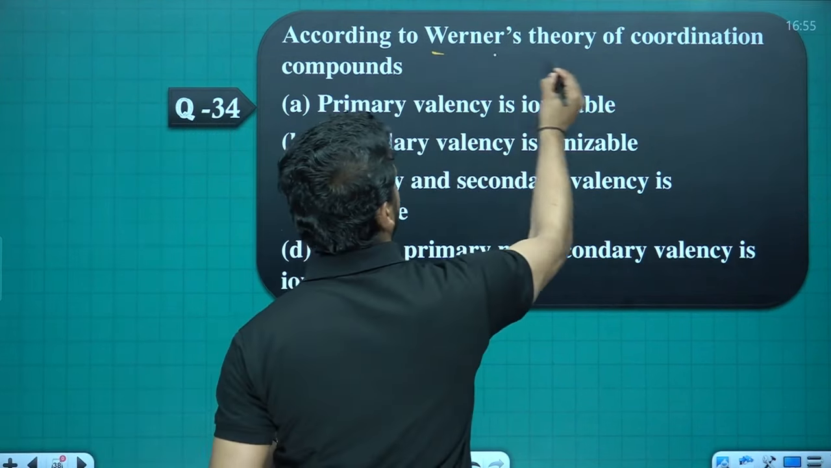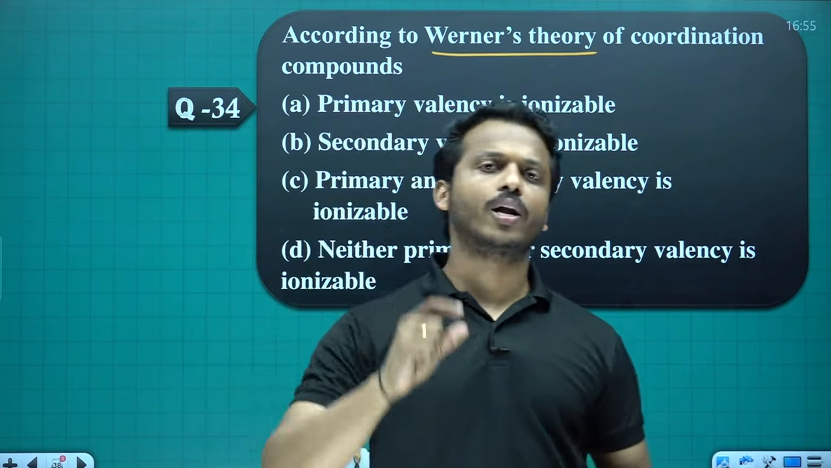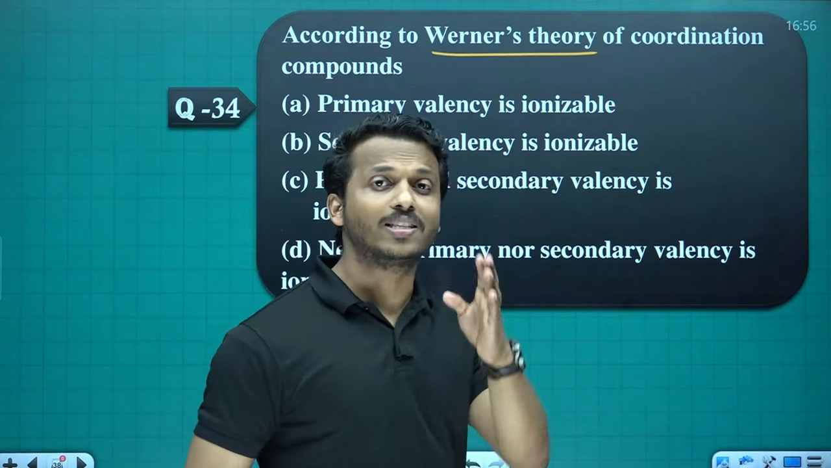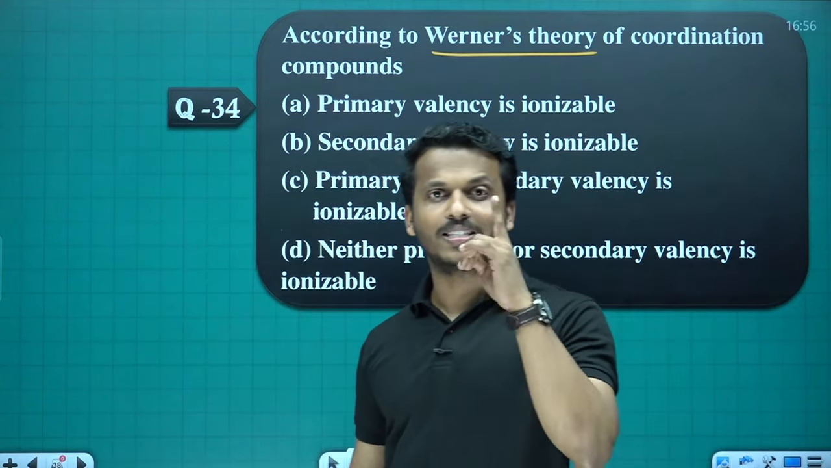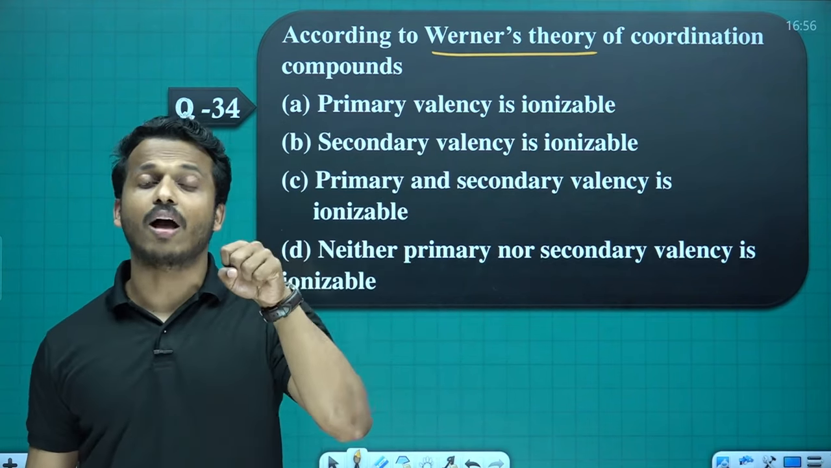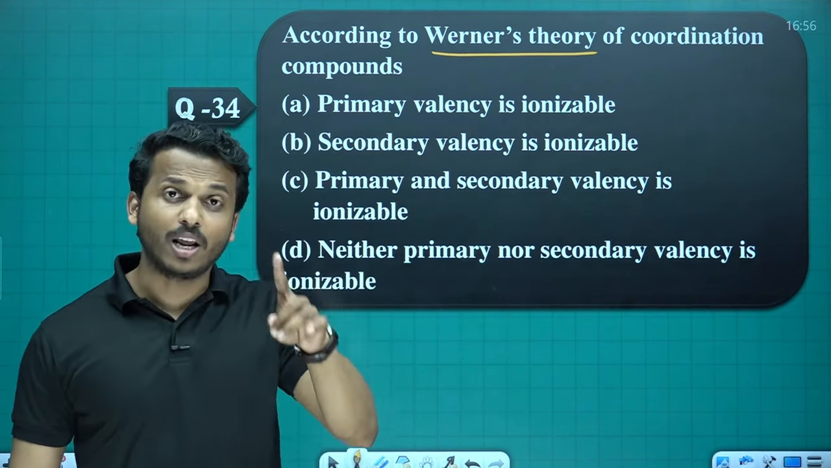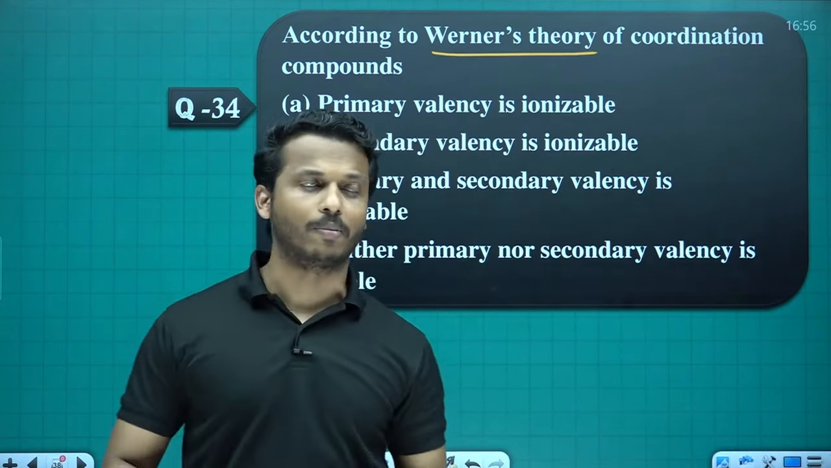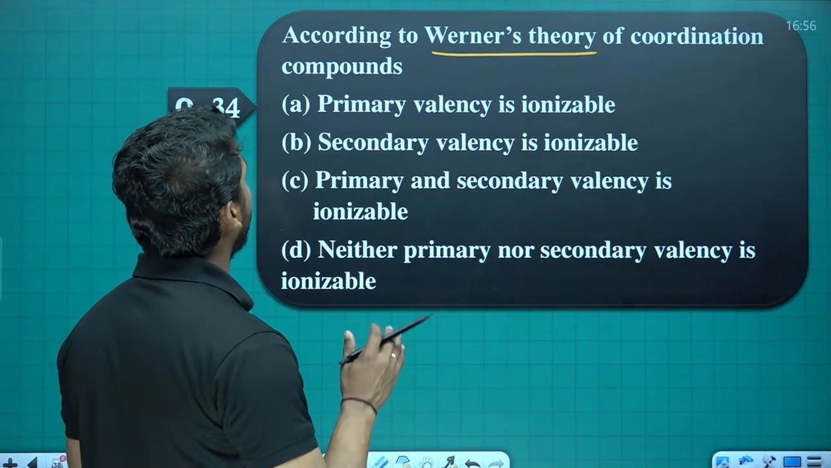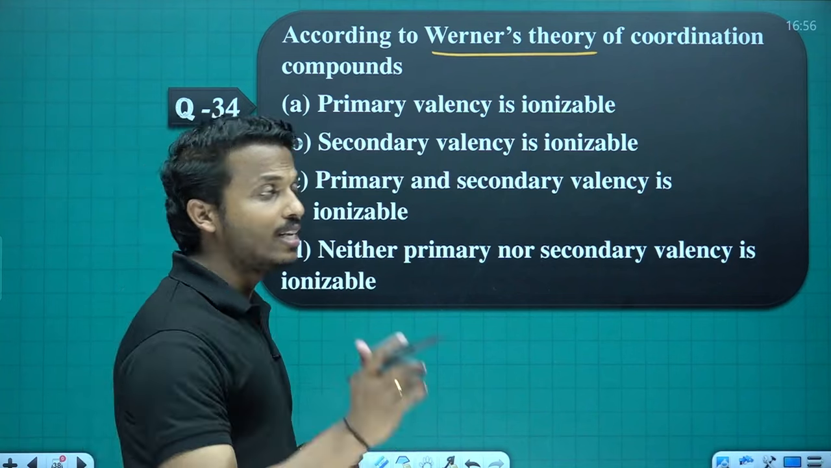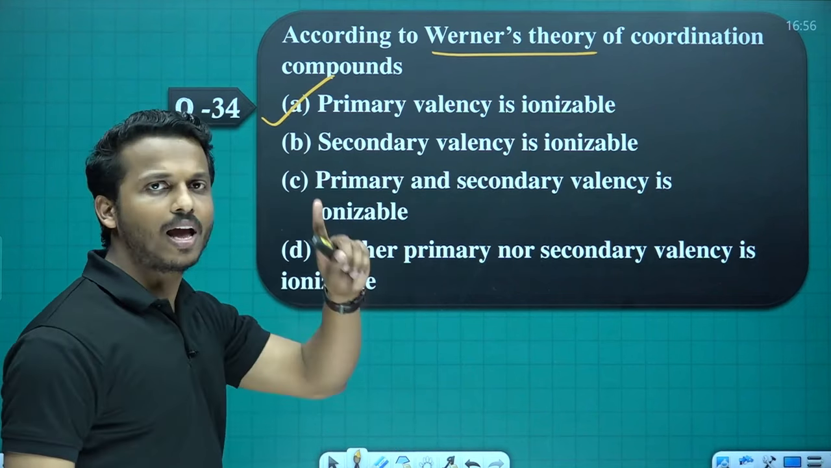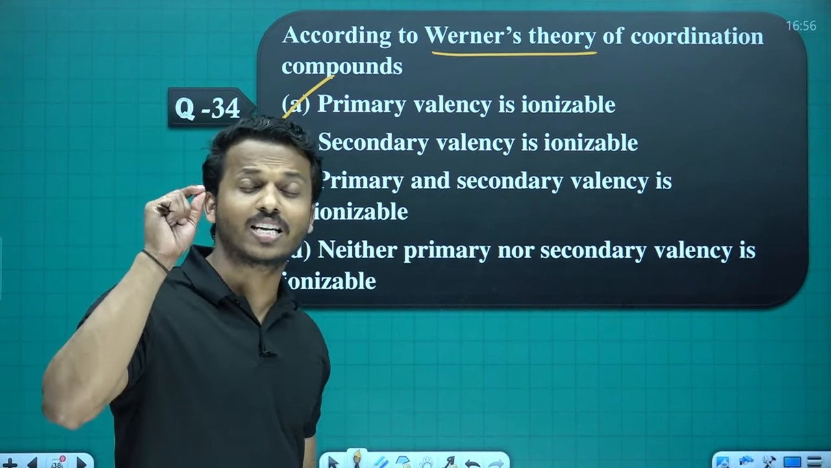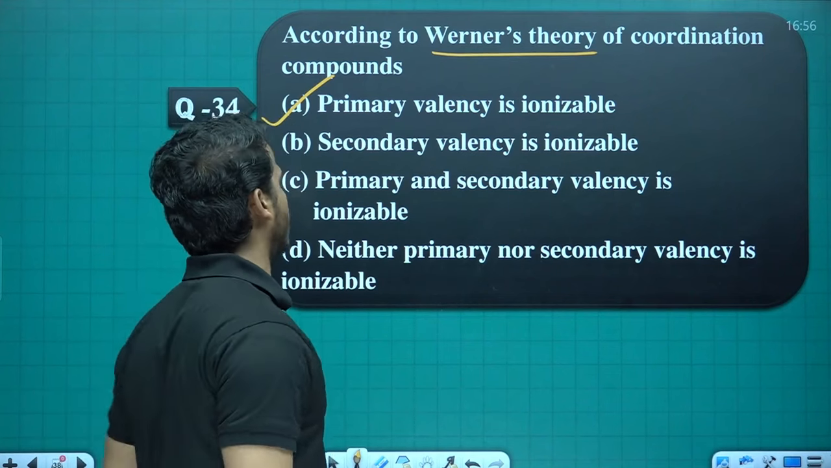According to Werner's theory, what is Werner's theory? According to Werner's theory, the central metal atom possesses 2 types of valency, primary valency and secondary valency. Primary valency gives you the oxidation state and secondary valency gives you the coordination number. Primary valency is also called ionizable valency. Secondary valency is also called non-ionizable valency. So the first question, according to Werner's theory, primary valency is ionizable. Yes. Secondary valency is non-ionizable. So primary valency is ionizable, secondary valency is non-ionizable.